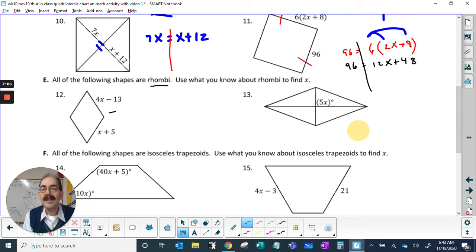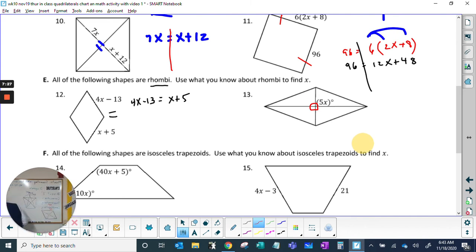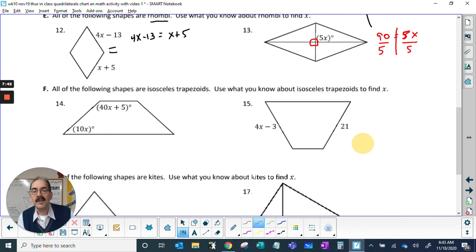Rhombi. Sides equal, so 4x minus 13 equals x plus 5. Okay, for a rhombus, we know that these are all 90 degrees. That's what makes a kite a kite. Remember, they form 90 degrees. Okay, so let's do it. 90 equals 5 times x. Draw your line. What's the opposite of multiply? Divide. Good job. Okay? And now let's get to the hard ones.